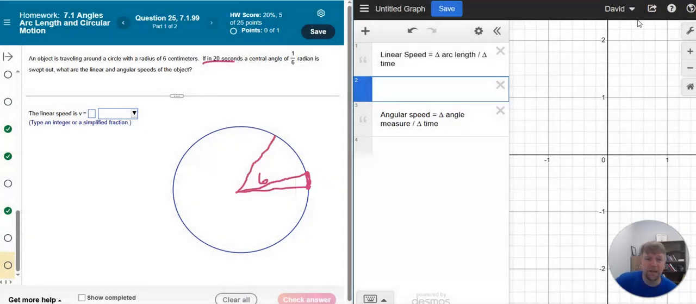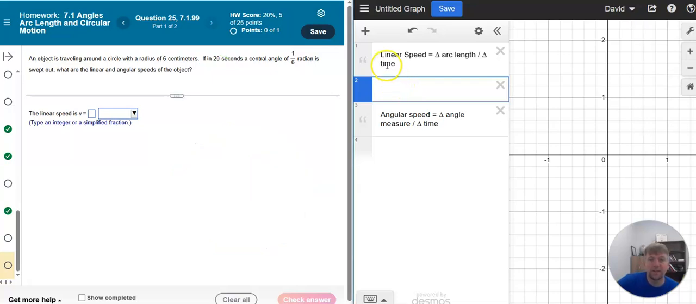All right, and the same thing is going to go for the angular speed. It's just instead of that distance, it's measuring this angle, which is 1/6 of a radian. So that one is basically ready to go: 1/6 of a radian divided by the 20 seconds. But to do the first one, we've got to get the arc length. So the first thing we want to do here is get the arc length.